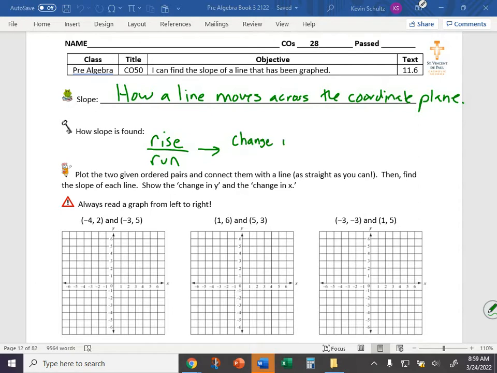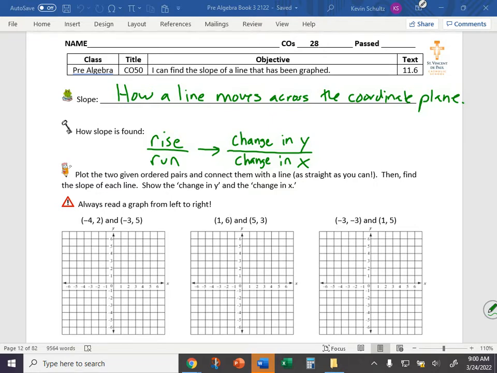is the change in y, right? Because the y's are the vertical axis. That's the up and the down. The change in y over the change in x, that horizontal change along the x-axis. And we shorten that to be rise over run. How far does our line go up or down? And how far does it run over? Okay?